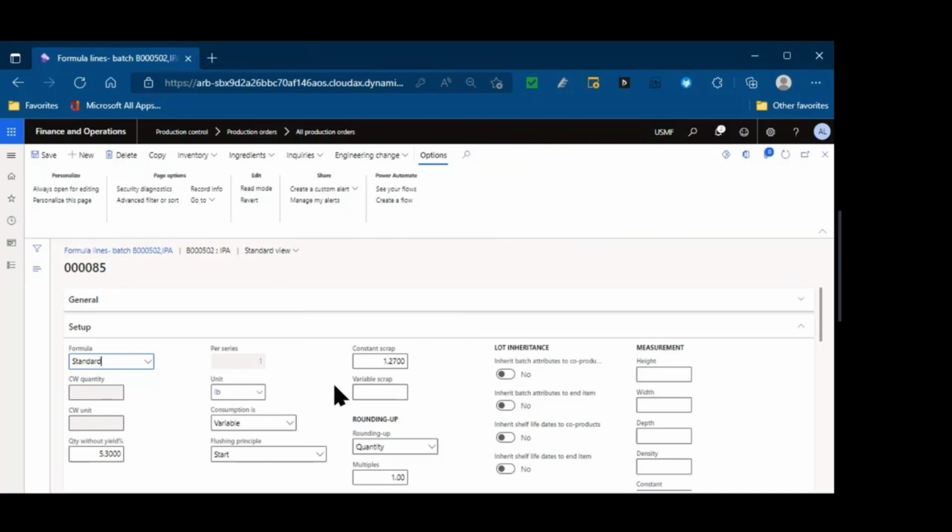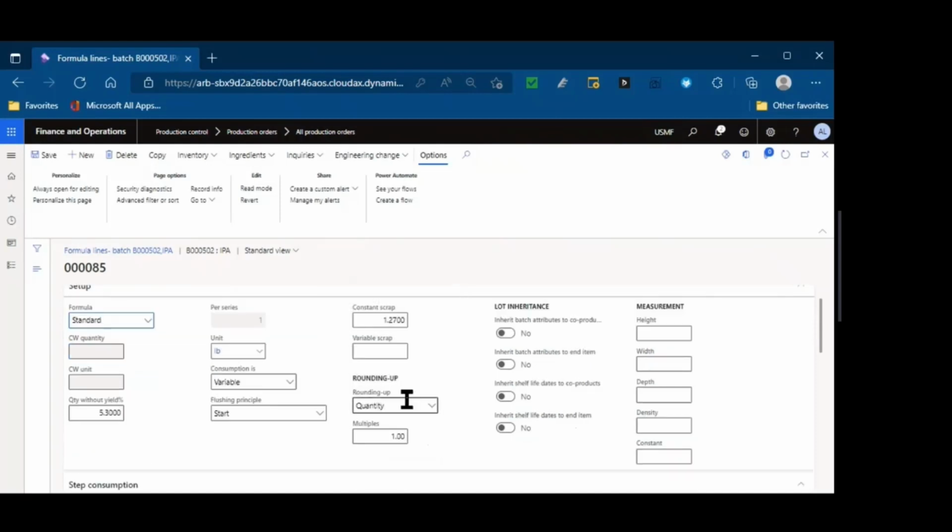Now, that will affect the calculation, obviously, of consumption. So if I was making 100 liters of Drew's Gray IPA, I'd have my 530 pounds plus another 1.27 pounds of scrap. But when it comes to rounding up, this rounding up principle is really important.